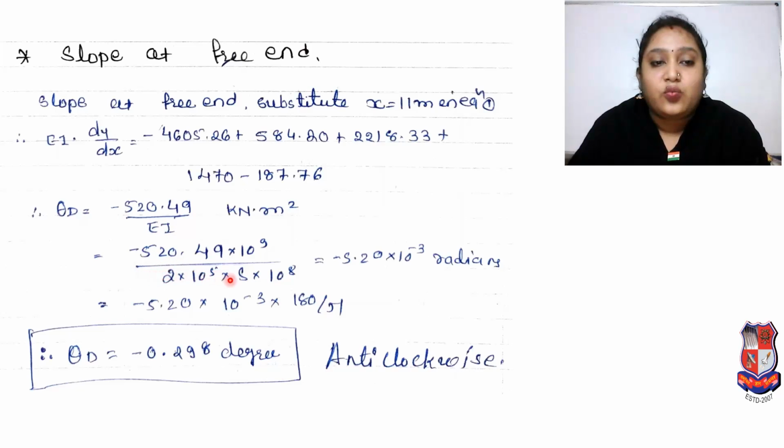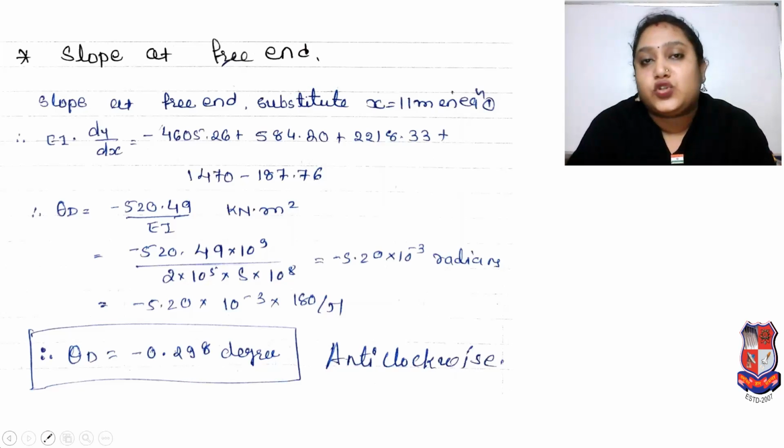Now here we have to put the value of EI. The value of EI in Newton and mm form, so we have converted that value in that form. So we got minus 5.20 into 10 raised to minus 3 radian. Now we are interested to find the theta in degree. So what we did, we have multiplied that value by 180 upon pi. So our theta d is minus 0.298 degree. Minus is there, means our theta is in anti-clockwise direction.